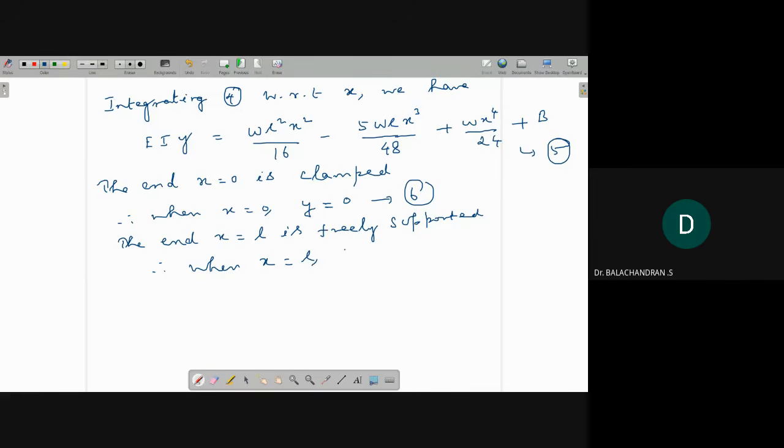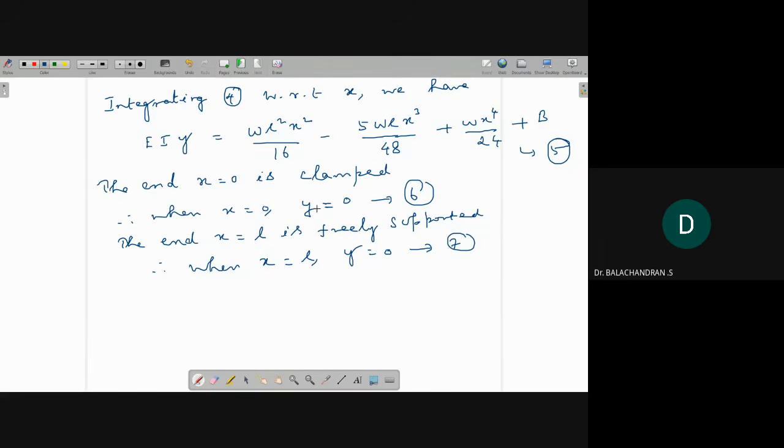What is y? Y double dash will be equal to 0. I don't need the condition y double dash. One more condition. Y equals to 0. Y equal to 0. Okay. So that is okay. Thank you.